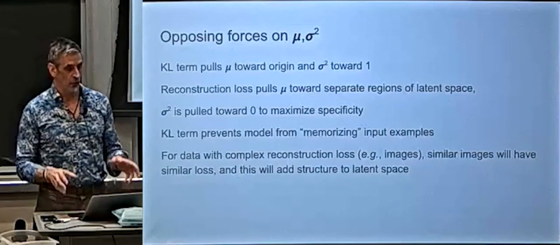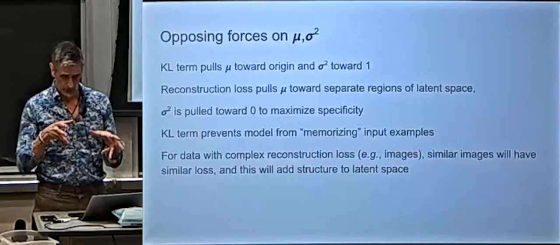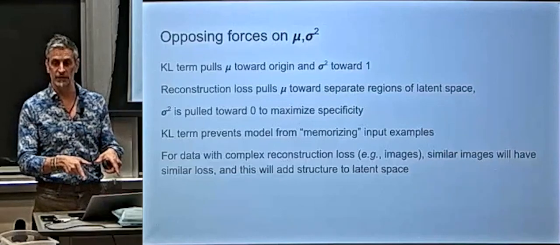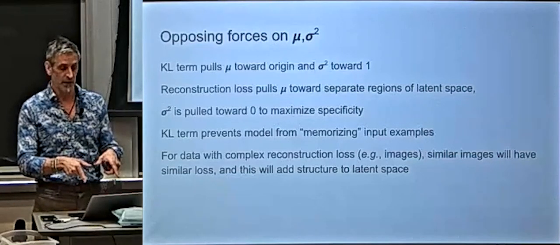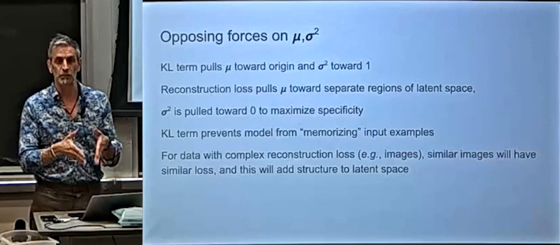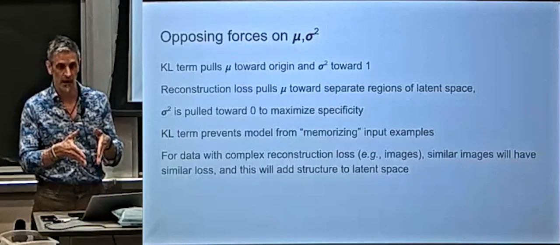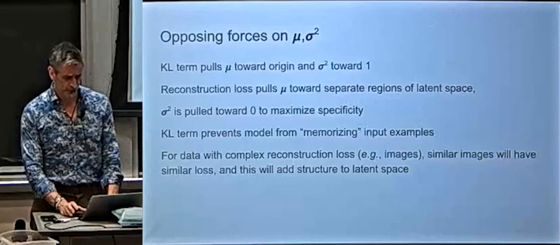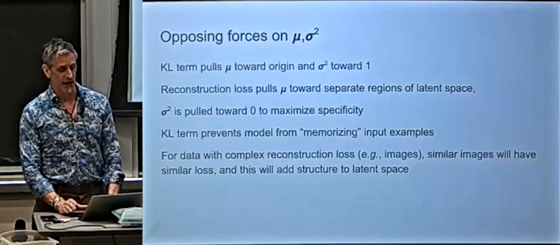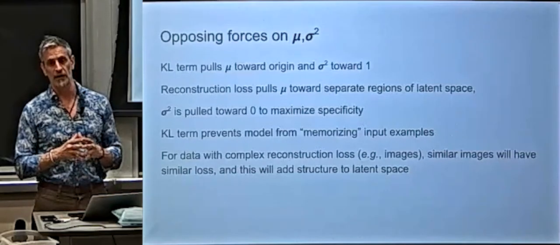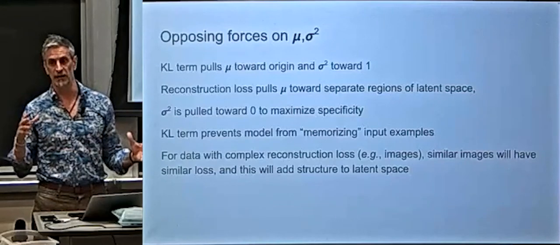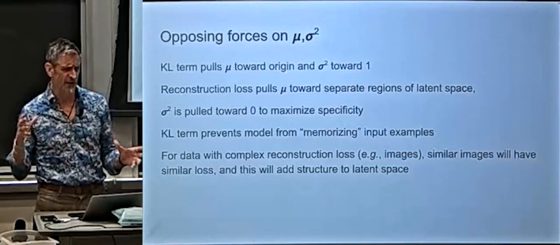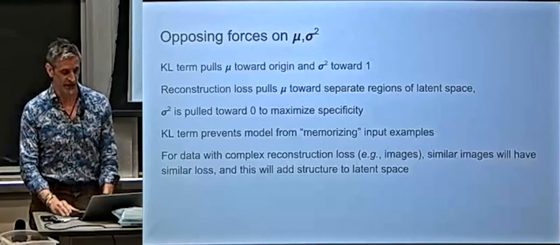Ideally, if we wanted nice, crisp images that really focused on the stuff that was in our training set, sigma squared would get really small, right? And we'd try to memorize what that training set looked like. But our sigma squared is getting pulled apart, and there's other forces that are preventing it from spending too much time memorizing images.